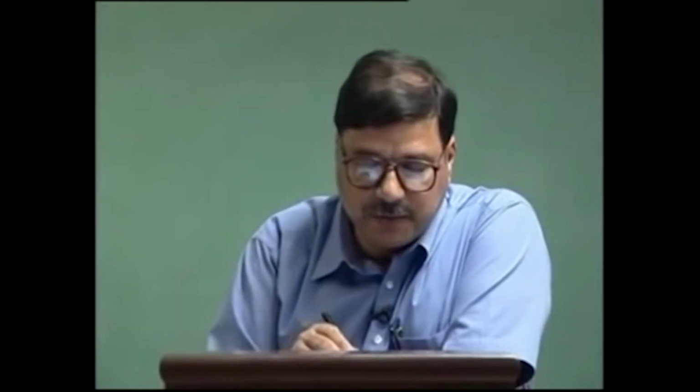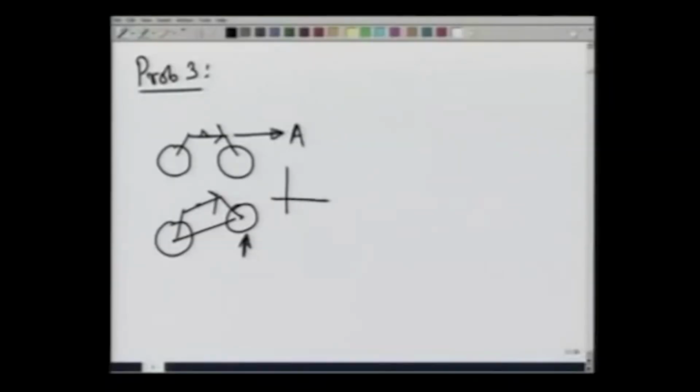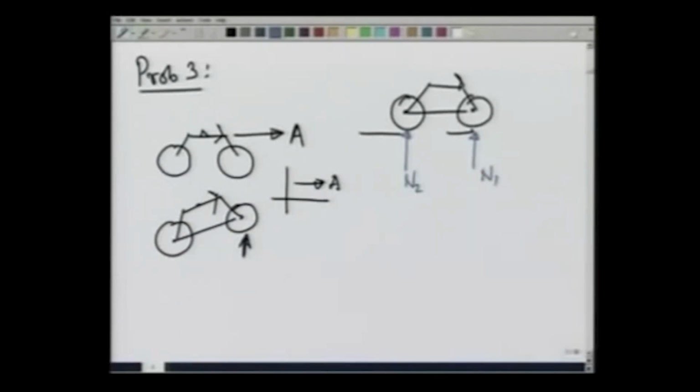I am again going to look at this problem from a frame which is accelerating with the motorcycle towards the right with A. If it does that, then the motorcycle is in equilibrium, it is not moving in that frame, and if I look at the motorcycle, it is in equilibrium under the following forces. There is a normal reaction N2 on the back wheel, normal reaction N1 on the front wheel. There is a frictional force F1 on the front wheel. There is a frictional force F2 on the back wheel.